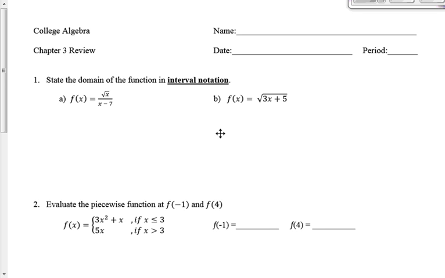Okay, so here is the review for chapter 3. It says to state the domain of the function in interval notation. First, we need to look at 1a, and we have f of x equals the square root of x over x minus 7. So what we need to do is look at each one of these separately and figure out the domain restrictions and then put these together.